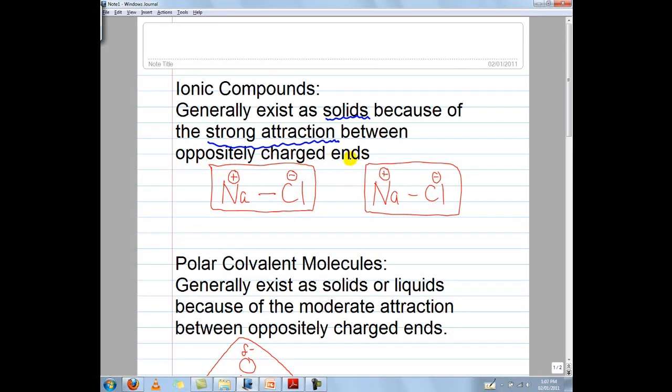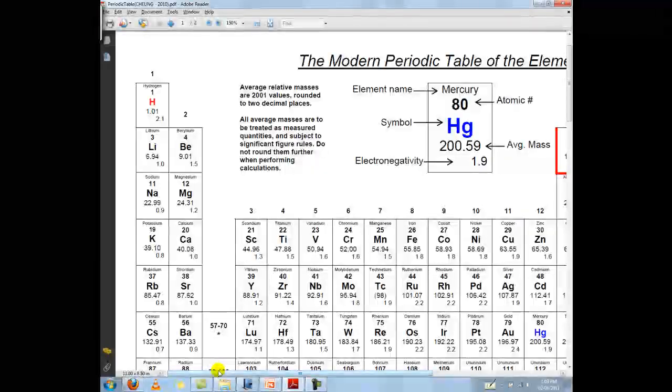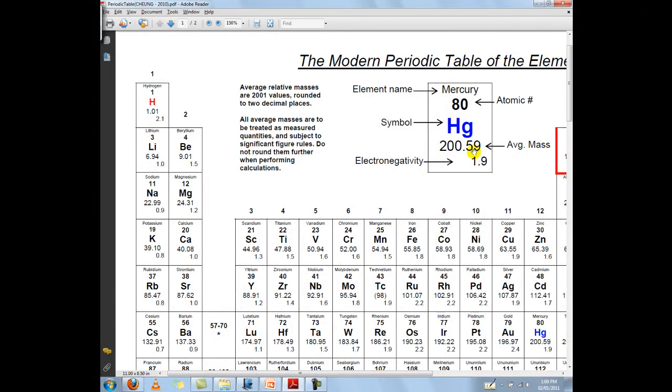charged ends. Now we know that sodium is a positive charge because it loses electrons to become stable. Chlorine is a negative charge because it gains electrons to become stable. We also know that sodium chloride is an ionic compound because its delta EN is greater than 1.7. If you'll recall, we get the electronegativity numbers from the periodic table.